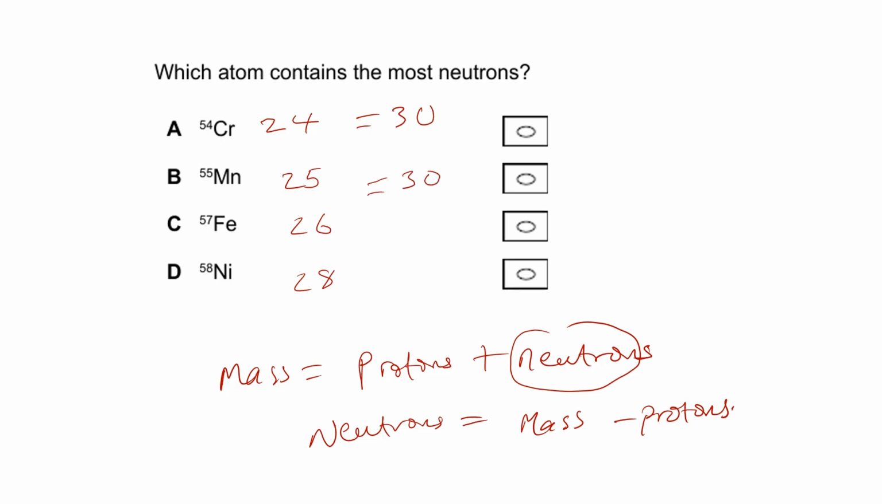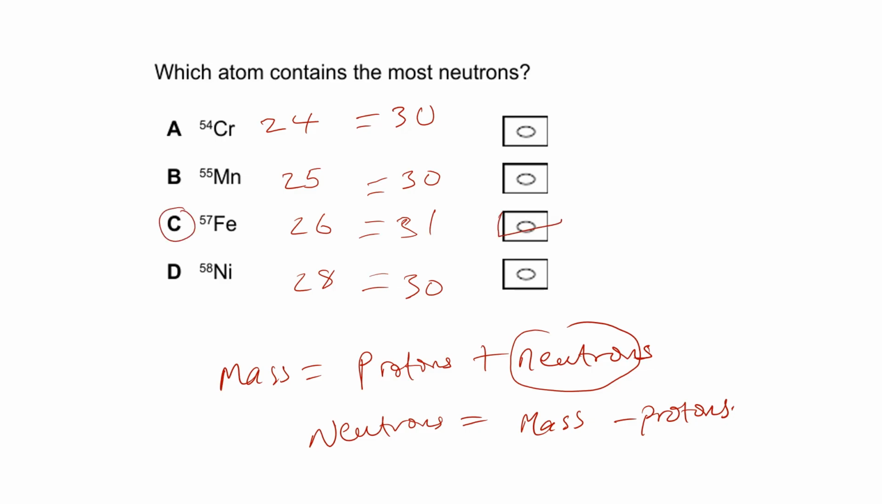All right, and for iron, 57 minus 26 will give us 31. Okay, for nickel, 58 minus 28 will give us 30. So which of them contains the most neutrons? That is iron.